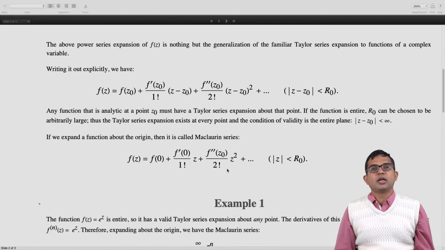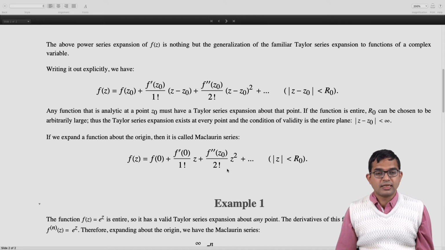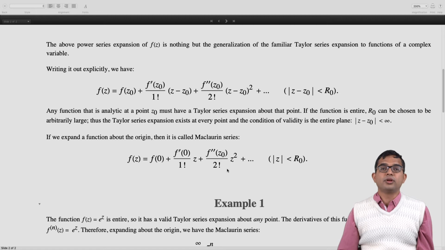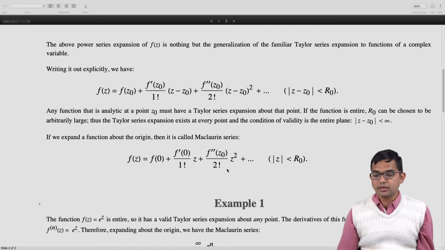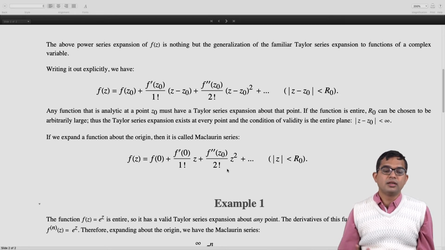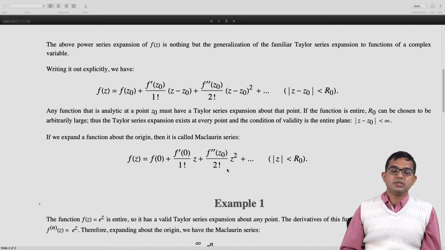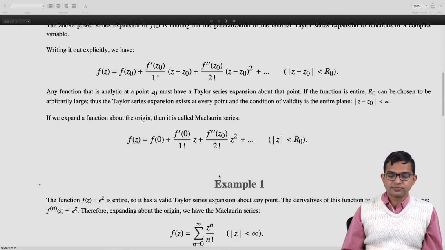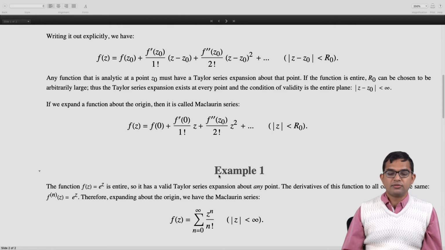So we have seen that the function f of z is equal to e to the z is entire, so it has a valid Taylor expansion about any point in the complex plane, any finite z, and the derivatives of this function to all orders are also immediately written down. They're simply e to the z. Therefore, expanding about the origin, we have the Maclaurin series as z to the n divided by n factorial.